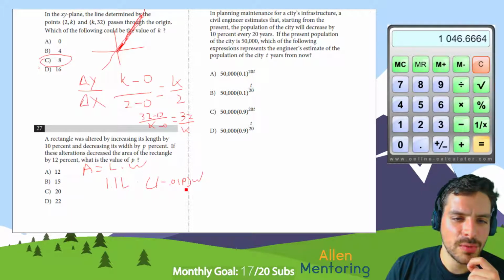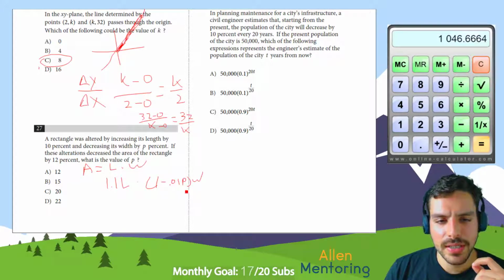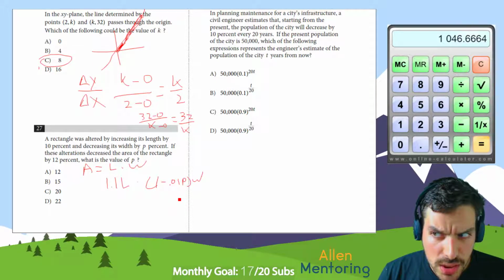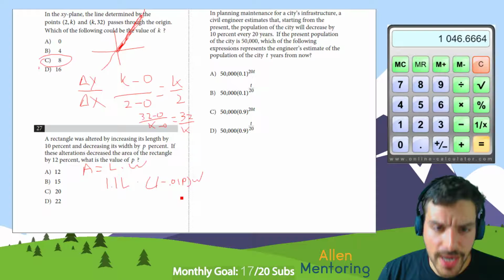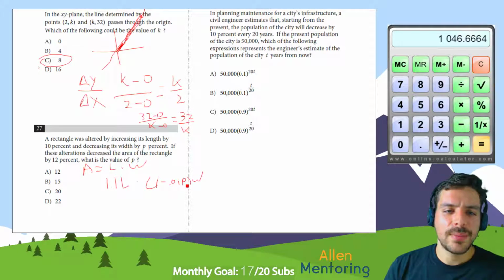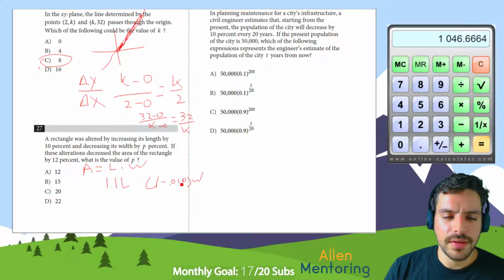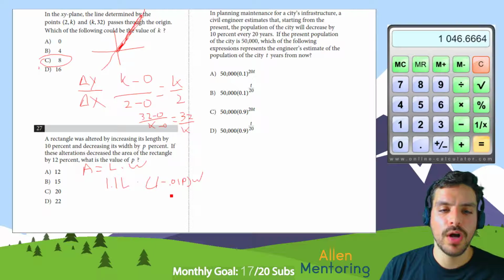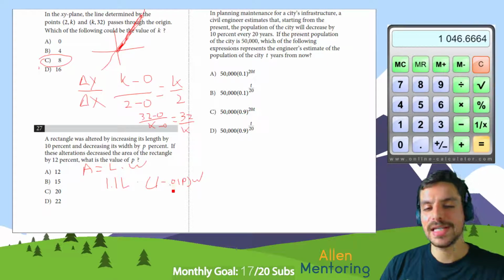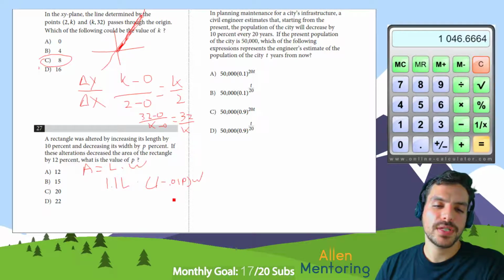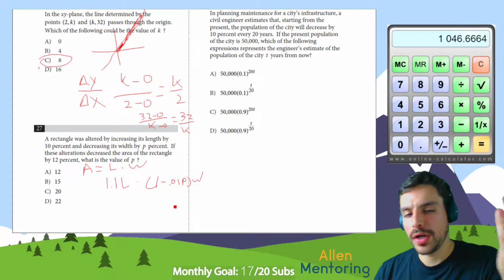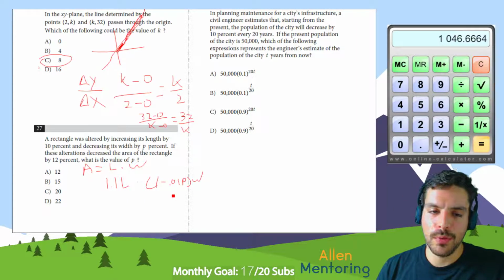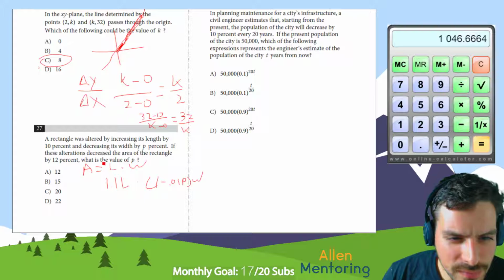So if p, for example, was 10%, then we would multiply 10 times 0.01, that would be 0.1, and so 1 minus 0.1 will get you to 0.9, so that's a decrease of 10%. 20% will be 1 minus 0.2, right, which will get you 0.8. So that actually looks good.